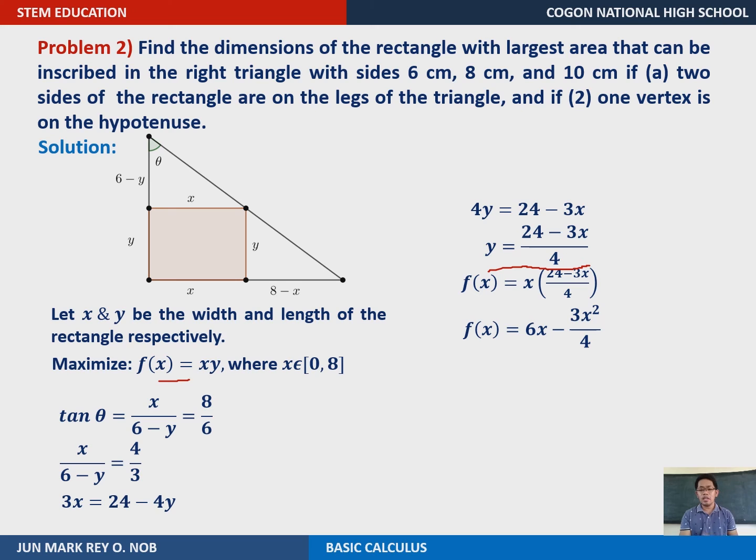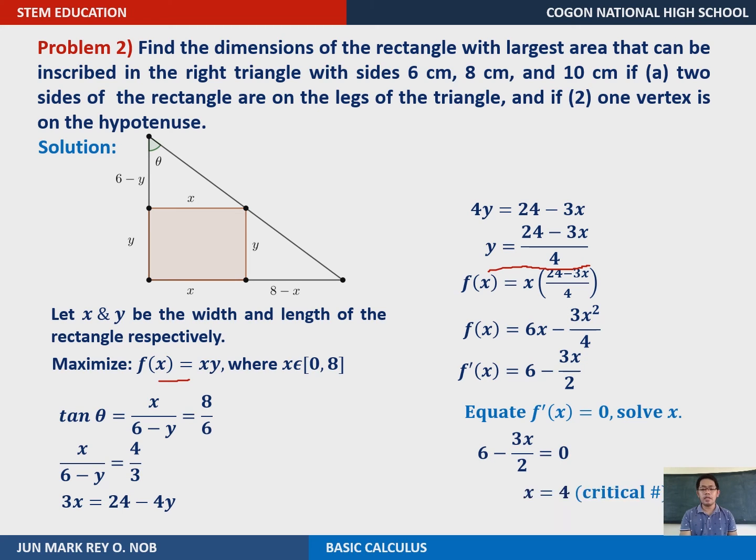So right here we are successful in rewriting our objective function in terms of one variable only. So now we can proceed with the extreme value theorem. We try to get the first derivative. We now equate the first derivative to 0 and solve for x to get the critical point or points, no? Because again, we can have as many critical points depending on the problem, for as long as the critical point or points are within the given closed and bounded interval.